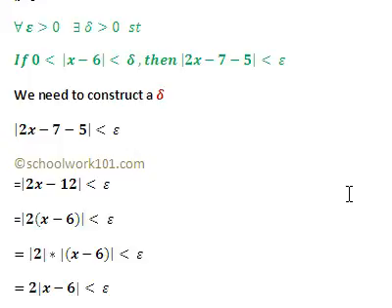This is what I'm going to do. In this statement, I'm going to be working backwards. I'm going to start with the conclusion, which is the absolute value of 2x minus 7 minus 5 is less than epsilon. I'm going to rewrite that right down here, and then we're going to simplify this. As you can see, the absolute value of 2x minus 12 is less than epsilon.